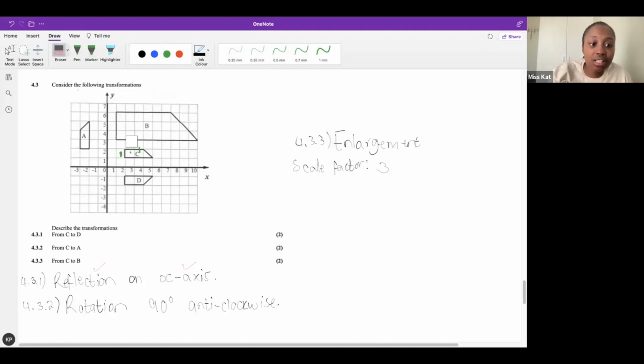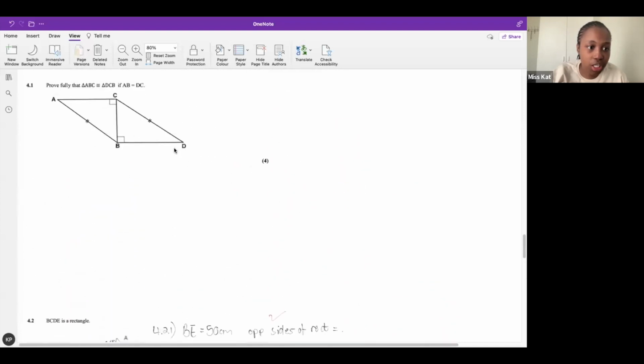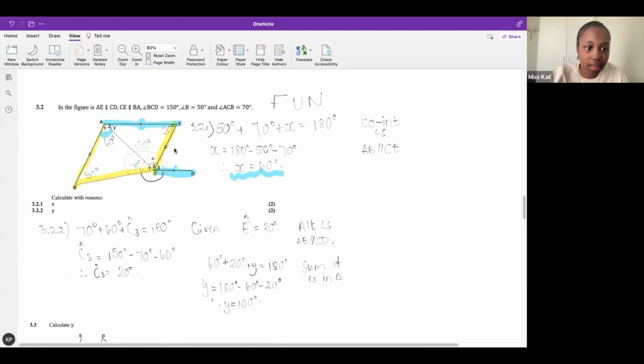But we did have an extensive lesson on transformations, so please go and look at the past lessons. Okay, someone asked to screenshot question 3. Let me go to question 3. There we go.